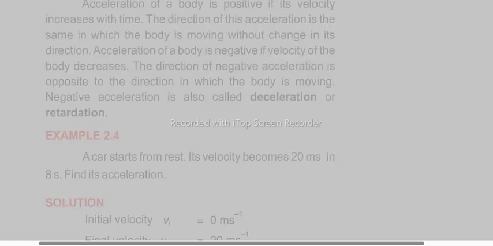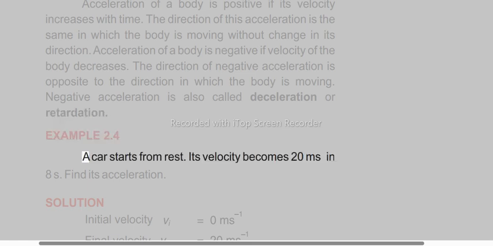Initial velocity, final velocity, time taken t. Thus the acceleration of the car is 2.5 m/s². Acceleration of a body is positive if its velocity increases with time. The direction of this acceleration is the same in which the body is moving without change in its direction. Acceleration of a body is negative if velocity of the body decreases. The direction of negative acceleration is opposite to the direction in which the body is moving. Negative acceleration is also called deceleration or retardation.